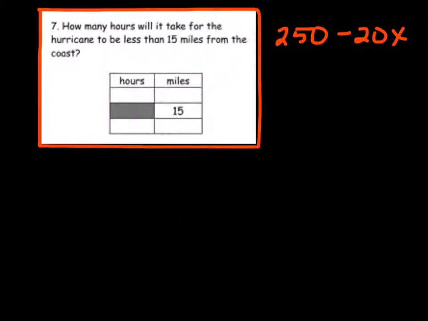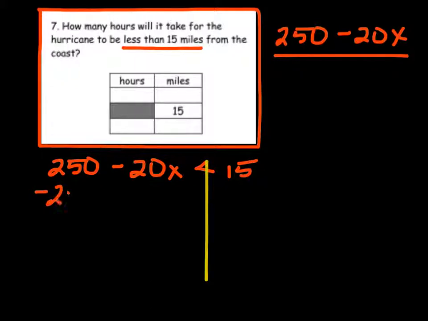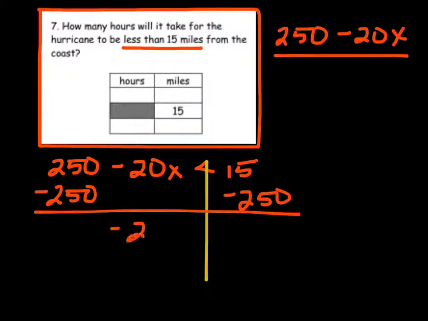All right, last one. This says, how many hours will it take for the hurricane to be less than 15 miles from the coast? So again, in this expression, I'm given the miles. So I'm going to use an inequality with 15 miles. We're going to say 250 minus 20x, and this time I want it to be less than 15 miles. So let's solve for this one. We're going to start by, again, moving that 250 by subtracting it. So this is going to give us negative 20x is less than negative 235.